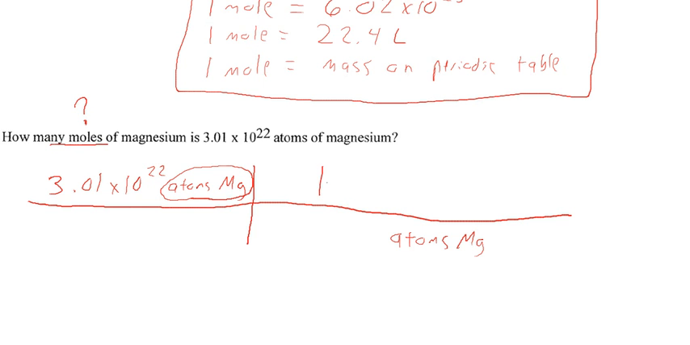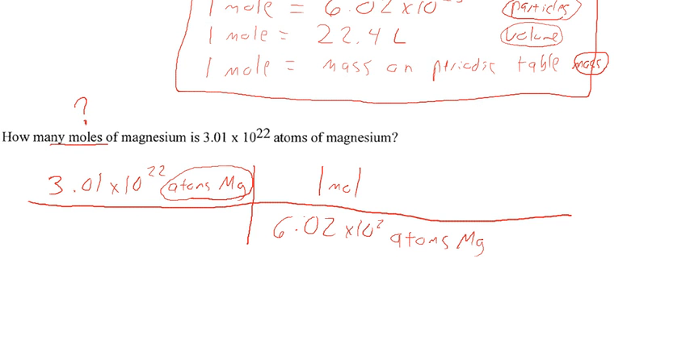Every step will have 1 mole in it. So I'm either going to write 1 mole is equal to 6.02 times 10 to the 23rd if I'm dealing with particles, or I'll have 22.4 liters if I'm dealing with volume, or I'll have the mass on the periodic table if I'm dealing with mass. Okay. So this time I was given atoms, and atoms or particles go along with Avogadro's number, this 6.02 times 10 to the 23rd. And that would be equal to 1 mole of magnesium.